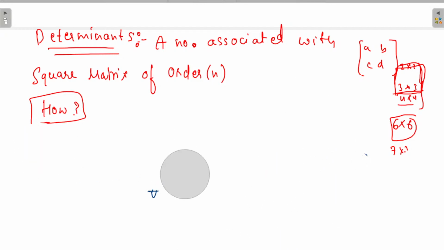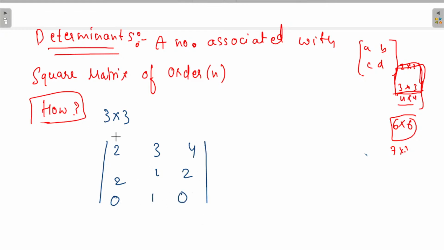Next, how to find this determinant? First I told you regarding 2 cross 2. Now 3 cross 3. Let us talk about 3 cross 3. Suppose I have the numbers 2, 3, 4, 2, 1, 2, 0, 1, 1, 0, 1, 0. Now, whenever we solve this 3 cross 3 order, first you should add the signs plus minus plus. Here we follow the expanding rule.